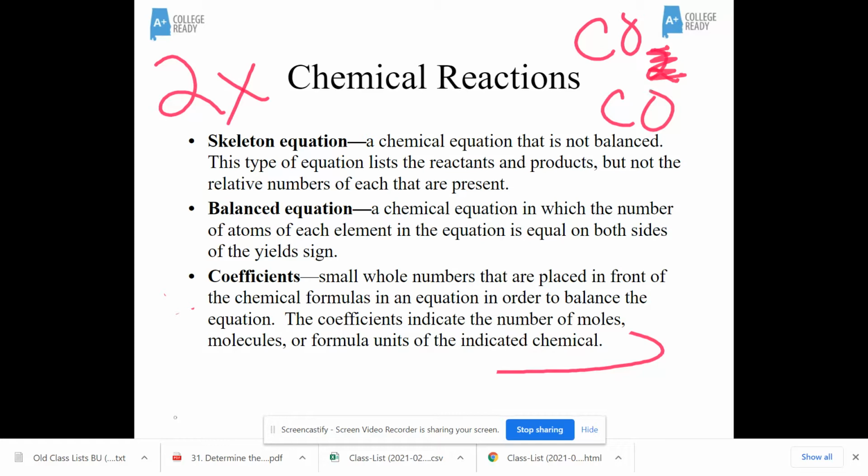I can put a coefficient in there, and just like in math, this coefficient means you multiply by whatever it's in front of. The same thing here. That coefficient goes for the carbon and the oxygen. That's how we wind up balancing an equation: we change the coefficients. We never, ever change the subscript. So once you get your formula written, leave the subscripts alone. Don't change them.